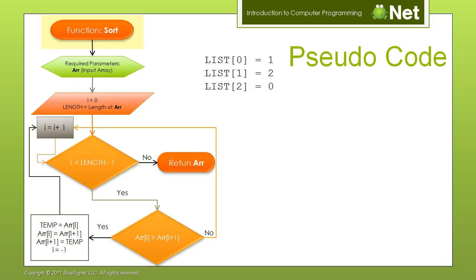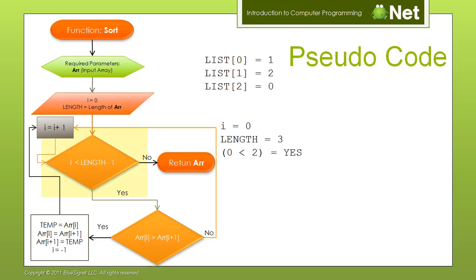The first thing we do is take our list in. The required parameter is the actual list itself. Then we start our data off by setting I equal to 0. You can see this has the structure of a for loop. Keep that in mind. The length of our array is going to equal 3 because there are 3 items in the array. Once we've gotten through this section, we go to our decision.